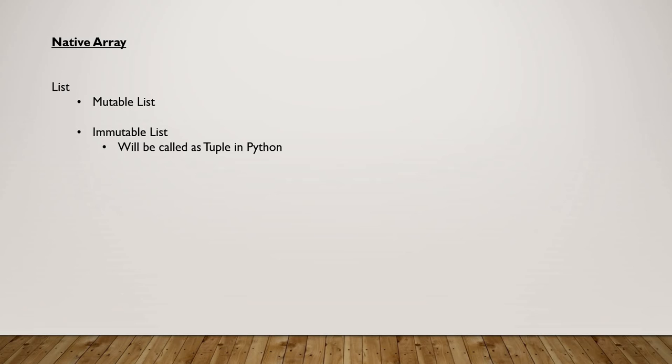Okay. Now the immutable list: when we declare it with a set of data, you cannot change that data after that. Meaning you cannot update, you cannot remove, and you cannot add new data into it. So that is called an immutable list.